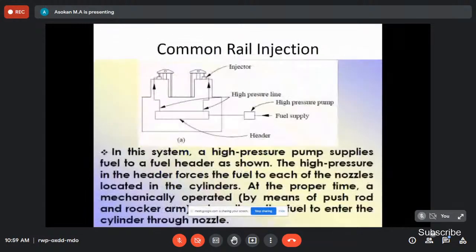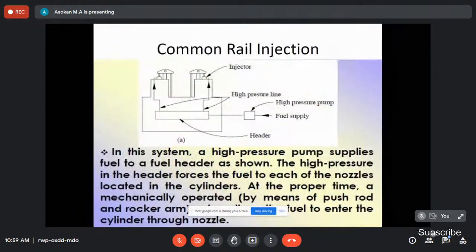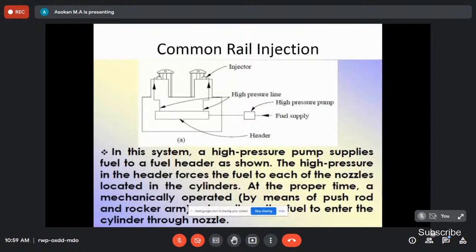See the common rail system. See this diagram. The header is available here. There is one high pressure pump. So the fuel is supplied from the high pressure pump to the header, right? This is the high pressure line. The fuel is taken from the fuel header to each injector. The injector is located at the top of the cylinder, so each cylinder has an injector. The high pressure pump supplies the fuel to the injector, and the injector injects the diesel into the cylinder at the proper time.